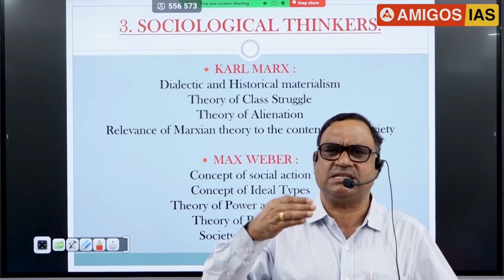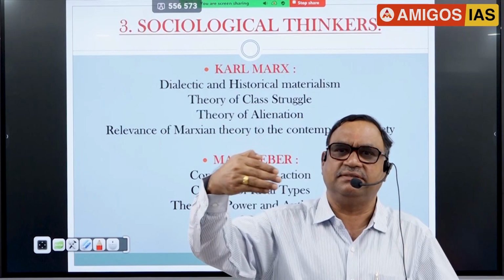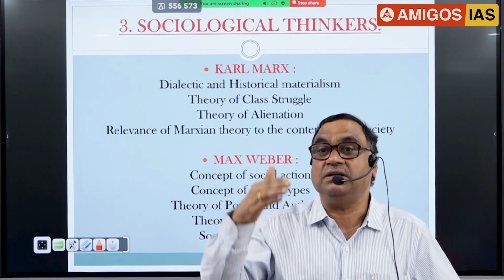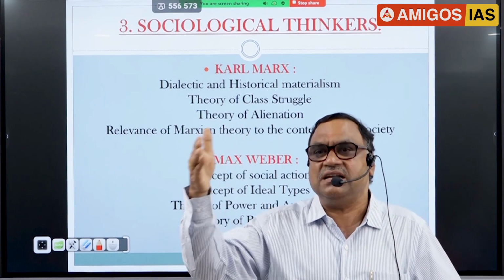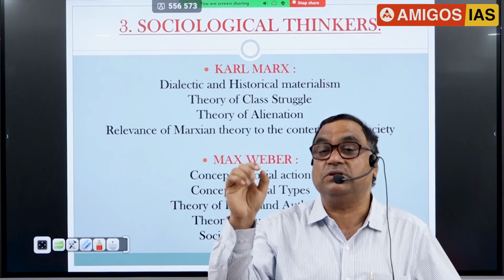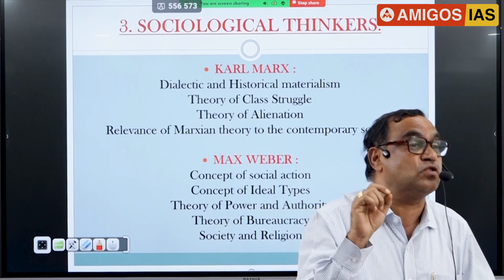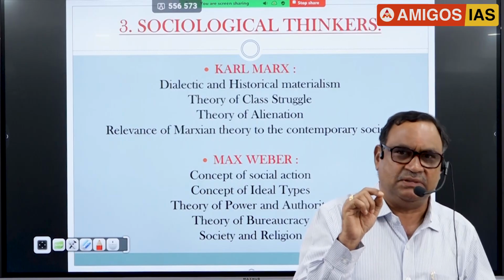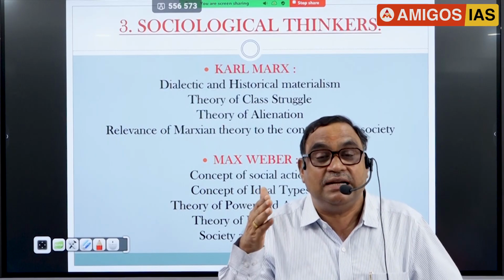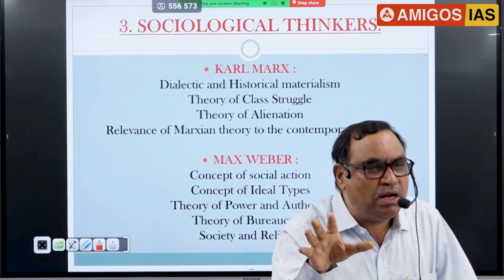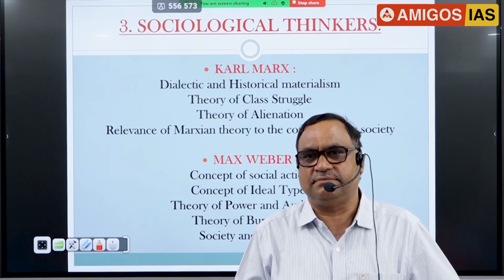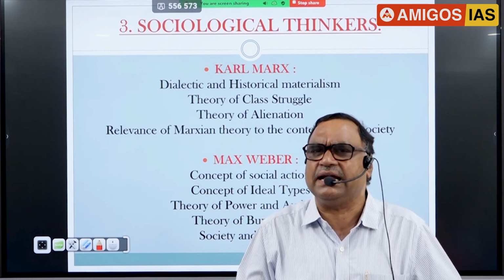Right? That means Marx visualized the establishment of a communist society. Marx wanted a classless and stateless society. Marx considered both the class and state as the oppressive forces. The basic nature of capitalism is exploitation. But Marx wanted a society where there is no inequality, no exploitation, no suppression. It was a kind of utopian thinking.